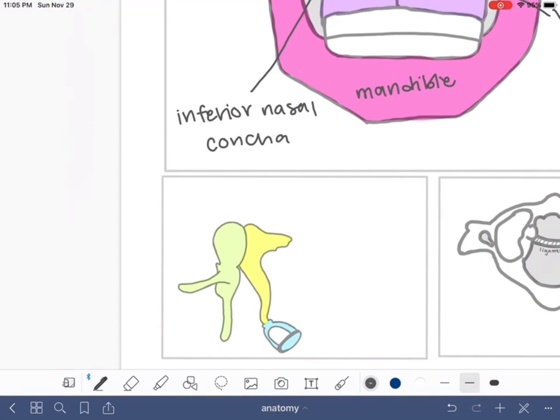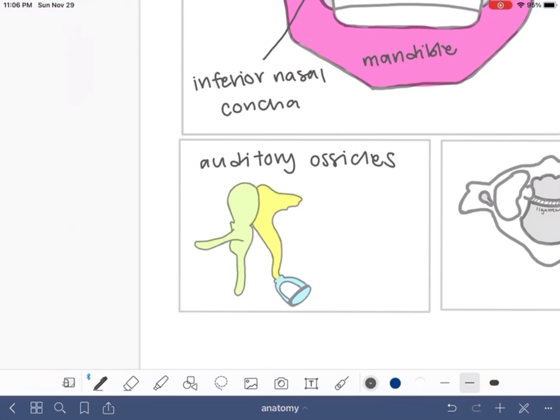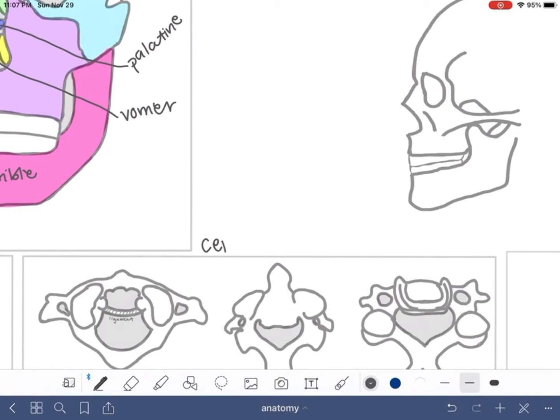Next we have these little tiny bones, which are in our ears and help us hear. They vibrate in response to changing pressure in our ear canals. These are auditory ossicles. We have the malleus, the incus, and the stapes. There are 3 of these on each side. So there are 6 total.